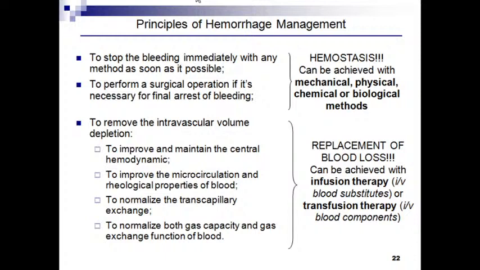To remove the intravascular volume depletion. This is correction of blood loss. Replacement of blood loss can be achieved with infusion therapy, intravenous blood substitutes, or transfusion therapy, intravenous blood components. Principles of infusion therapy: to improve and maintain the central hemodynamics, to improve the microcirculation and rheological properties of blood, to normalize the transcapillary exchange, and to normalize both gas capacity and gas exchange function of blood.